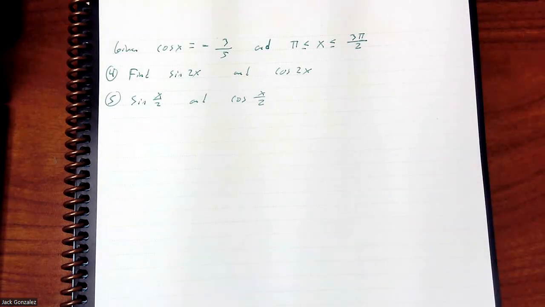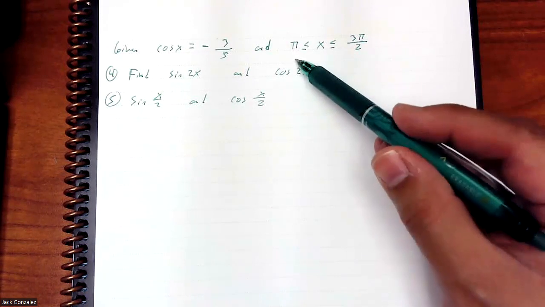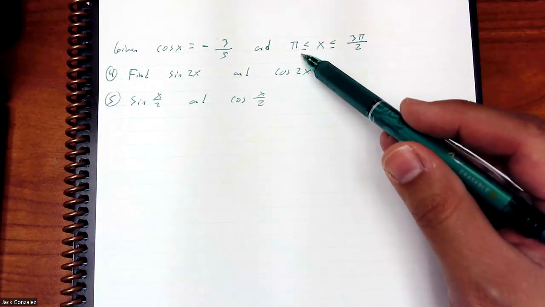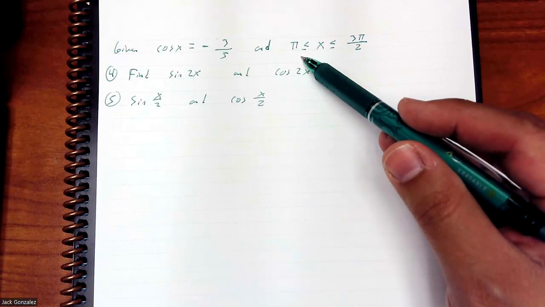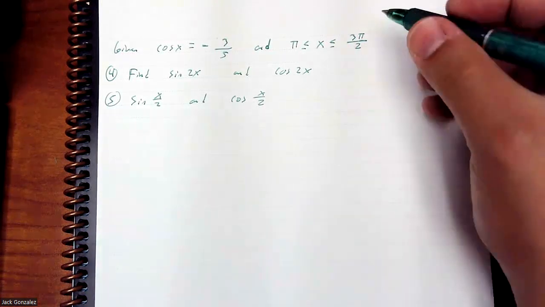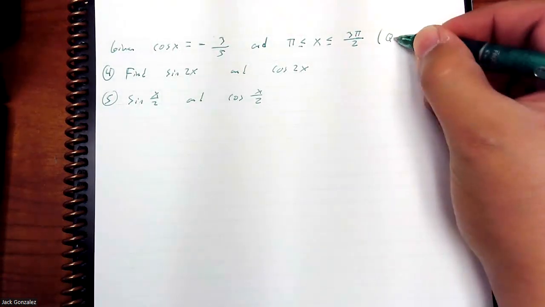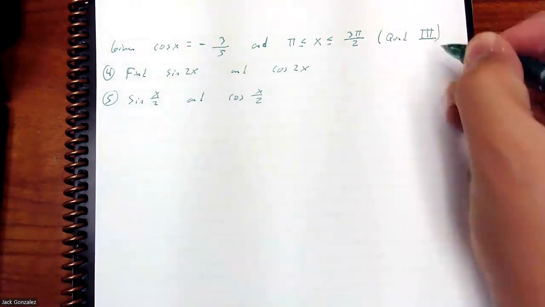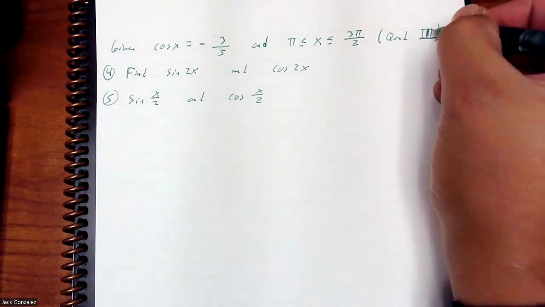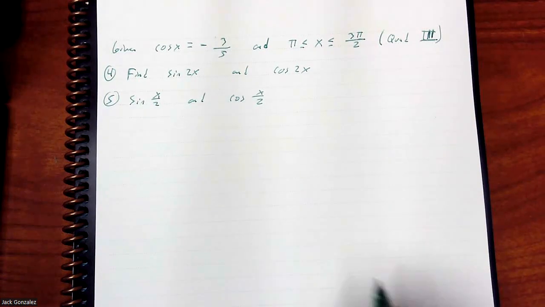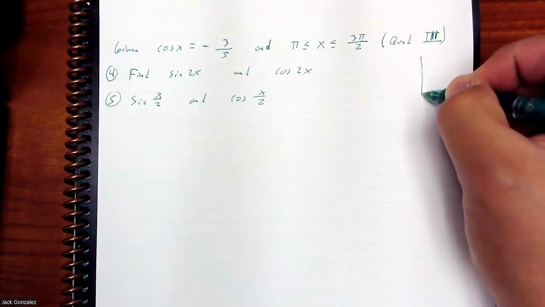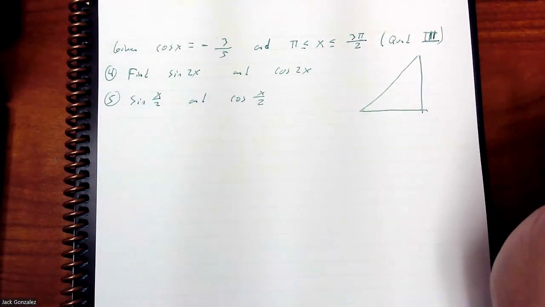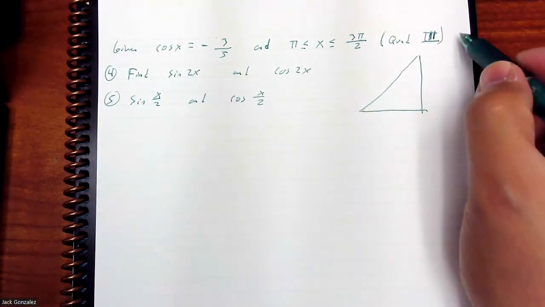Sine, right? We also need to determine what quadrant this is. What quadrant are we in here? Yeah, it's going to be 3. That's something you have to figure out on your own. So it's quadrant 3. Okay, so build your triangle. Sine and cosine are both negative here.